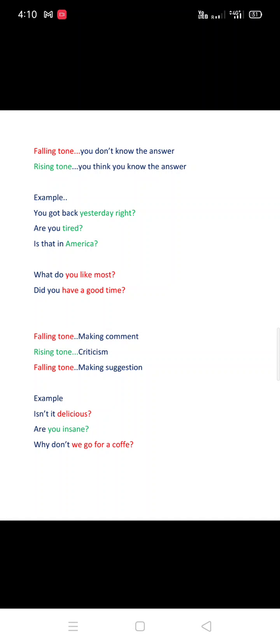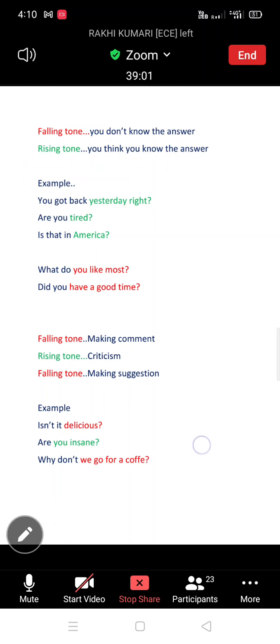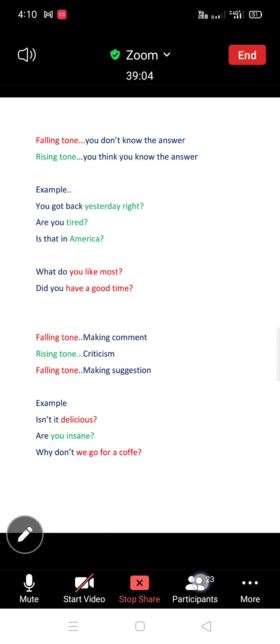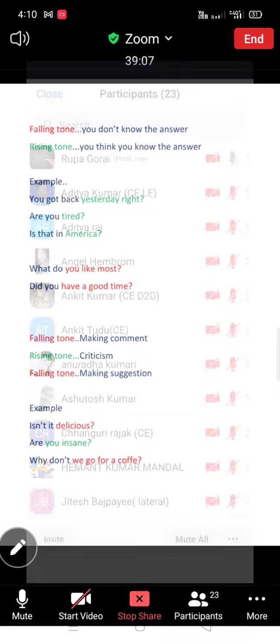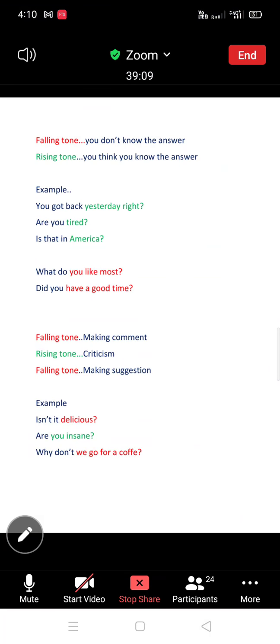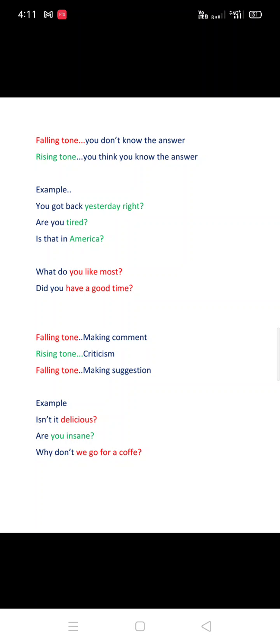And when you don't know the answer, you can use falling tone, like, what do you like most? Did you have a good time? You don't know the answer. So when you don't know the answer, you can use falling tone. Now, falling tone is also used while making comments like, isn't it delicious? We are using falling tone. Our tone is falling here.